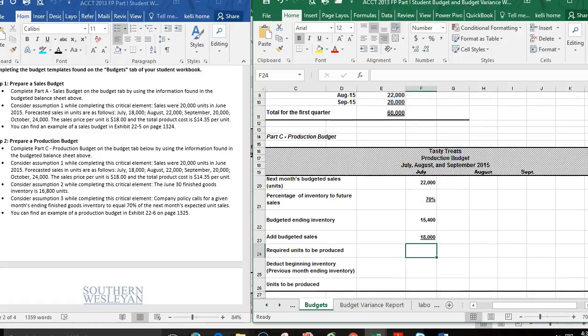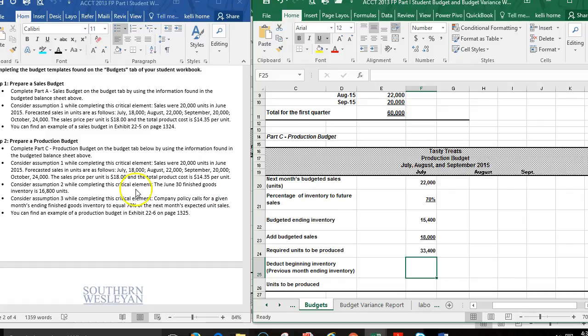So now, if we add these two together, again, we can let Excel perform that function for us, where we add the 15,400 budgeted ending inventory plus the sales for July in units. We see that the required number of units that need to be produced in the month of July are 33,400. But guess what? There's another piece here. We need to deduct what was left over from the previous month, because we don't want to create those units again. We already have them.